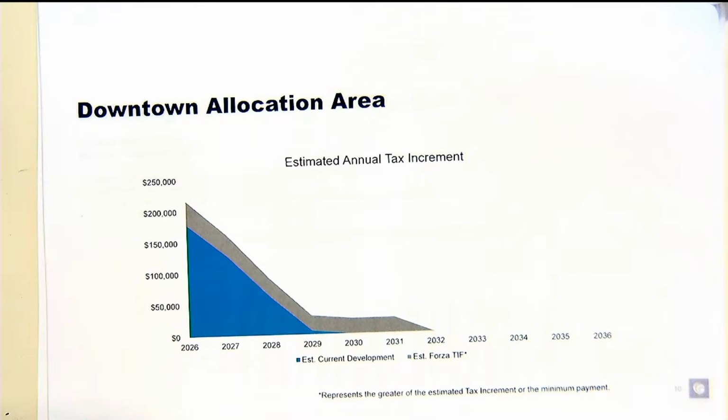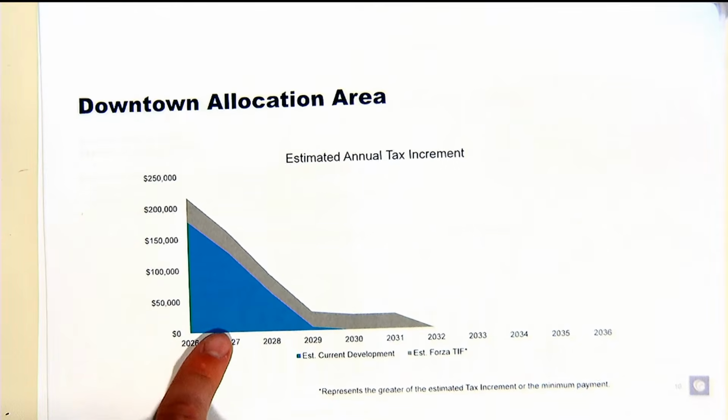The next allocation area to highlight is your downtown allocation area. As you can see, this blue shaded box is your estimated current development. Unfortunately, due to SEA 1 deductions that have been implemented, that is only estimated to generate TIF through 2029, and that'll fall off. And then also you still have estimated Forza TIF that has an estimated tax increment minimum payment on it. Something I did notice that should be carried out to 2036, so I apologize on that. But you do have that minimum payment to have at least a little bit of Forza TIF to be generated within the downtown allocation area.